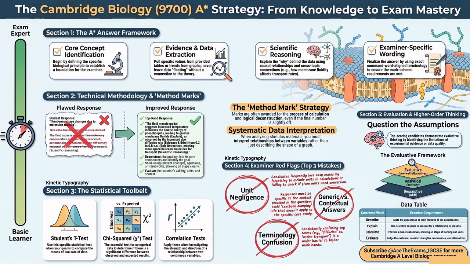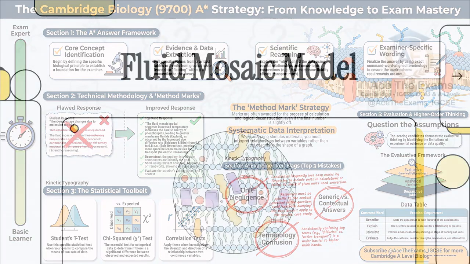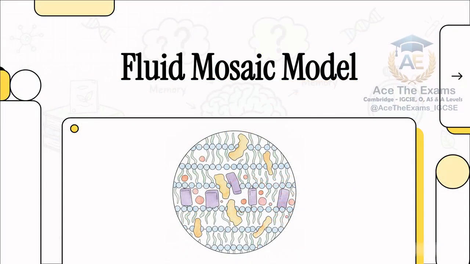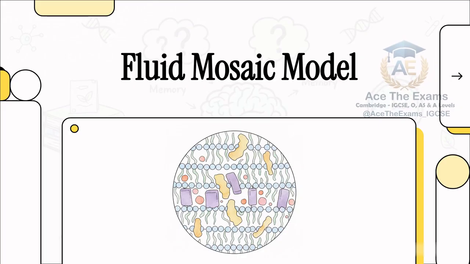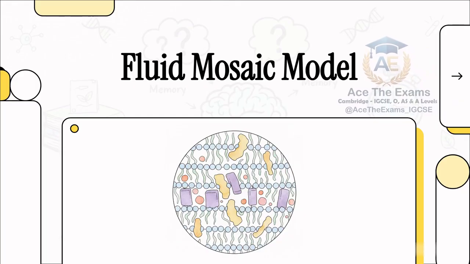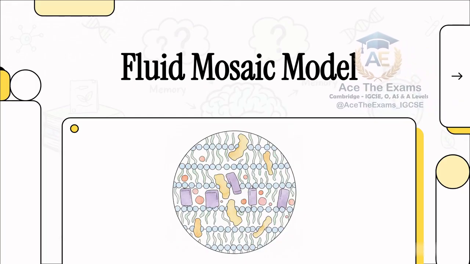So you might actually be losing marks on the fluid mosaic model, and I promise you, it's not because you don't know the biology. It's usually because of one tiny, totally avoidable mistake in your phrasing. Welcome to this explainer. Look, we are skipping the fluff today. We're diving straight into exactly how to master the fluid mosaic model for your Cambridge A-level biology exams.